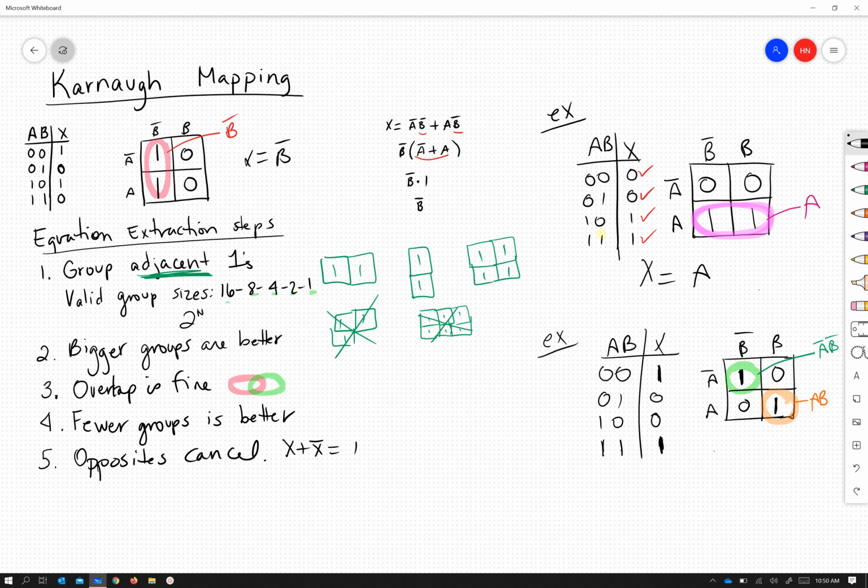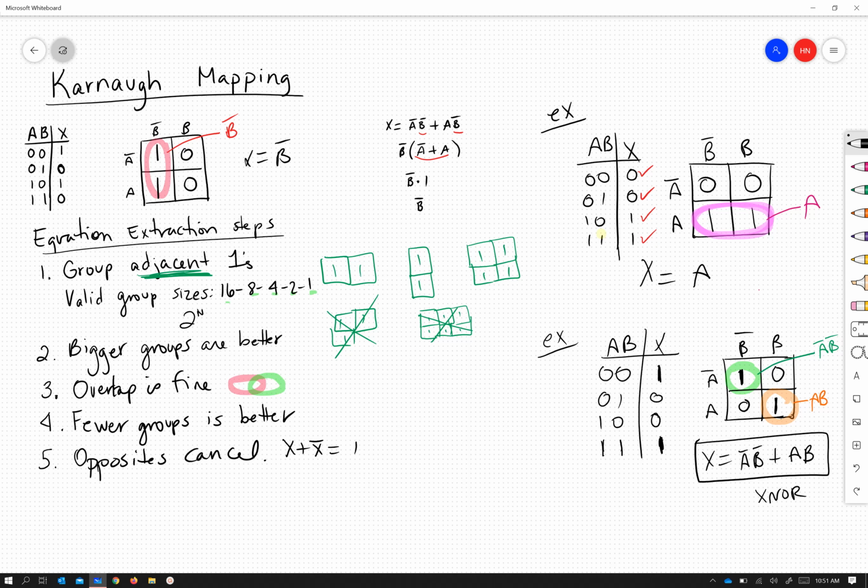So the final equation for it is the green grouping or the orange grouping. And it doesn't matter, you can do orange or green. But it would be not A, not B, or AB. And later we're going to learn that this was the XNOR gate. But for now, that's the most simplified you can get.